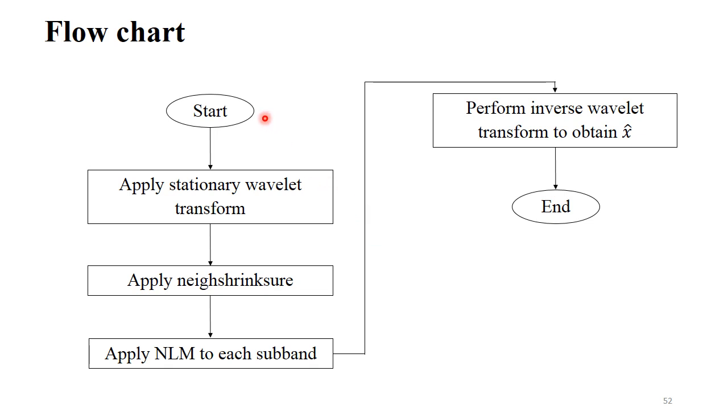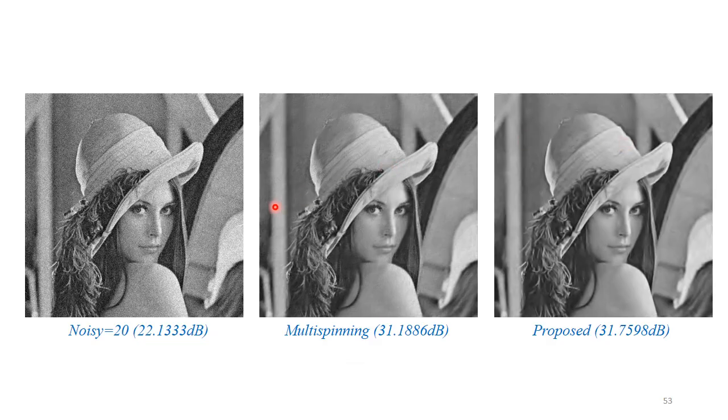I'm presenting this in a very simplified manner as a flowchart, so you can understand very clearly. Apply stationary wavelet, then apply NeighShrink, then apply non-local means to each of the subbands, and then perform the inverse wavelet transform. So we get this denoised representation X cap. We are directly getting into the results, with only three representations. One is the noisy image, then multi-spin, which was the best in PSNR in what we discussed previously, so that has been taken. And then the proposed method, which we have just discussed, multi-level. That is the term usually used, so I also used the same term.